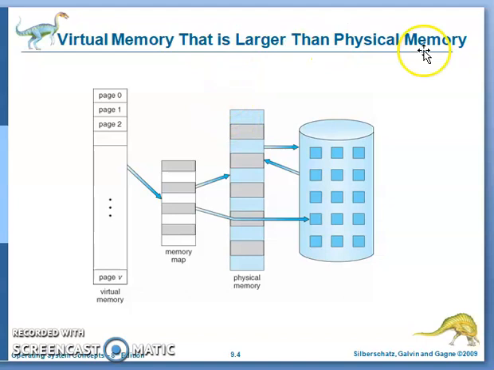Virtual memory that is larger than the physical memory. This is the virtual memory. The memory map table maps from logical to physical memory. This is the virtual memory or the logical memory. Actually, this is the physical memory. If you use the virtual memory technique, the size of this physical memory is considered equivalent to the size of the auxiliary memory. That is called virtual memory that is larger than the physical memory. This is the physical memory, meaning the main memory. This is the auxiliary memory, secondary storage.